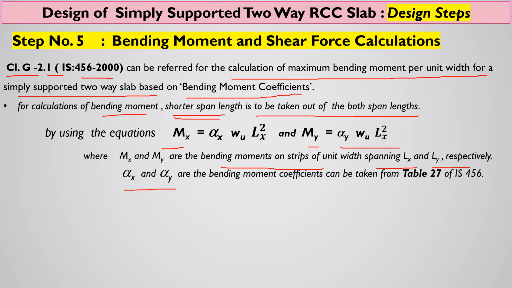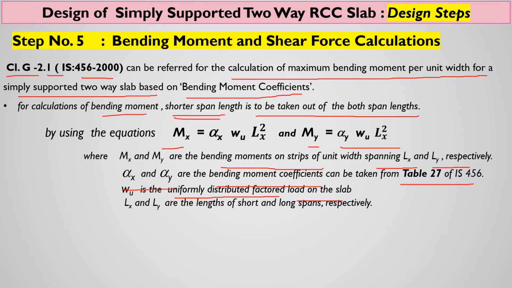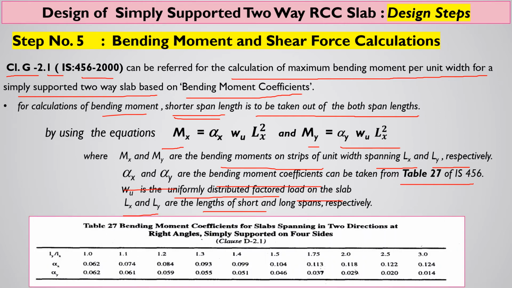And alpha x and alpha y are the bending moment coefficients which we can take from table number 27 of IS 456. And Wu is the uniformly distributed factored load on the slab which we have calculated in step number 4. And Lx and Ly, as we have discussed earlier also, are the lengths of the short and longer span respectively. And this is a snapshot of table number 27, and you can see the title of this table is bending moment coefficients for slabs spanning in two directions at right angles simply supported on four sides.